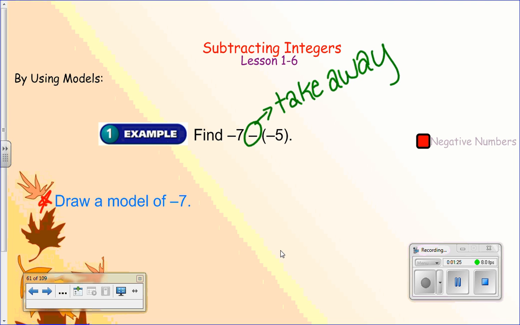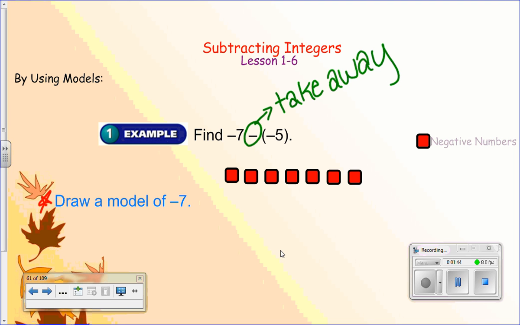All right, so first thing I'm going to do is write what it says in this blue writing over here. It says draw a model of -7. So again, I have these little red blocks to show -7. If you don't have these blocks or you don't want to write them, just make 7 minus signs. Same idea. -5, -6, -7.